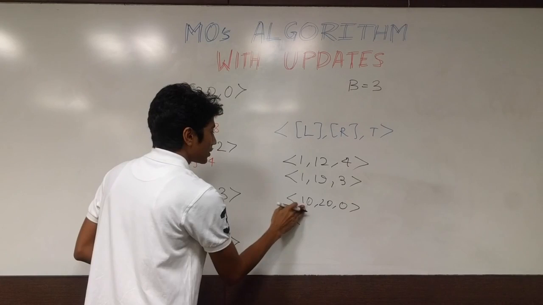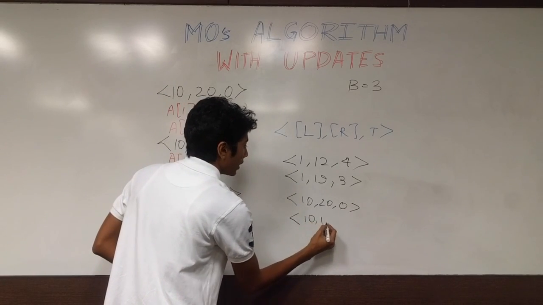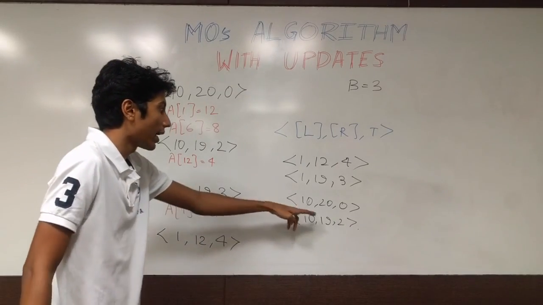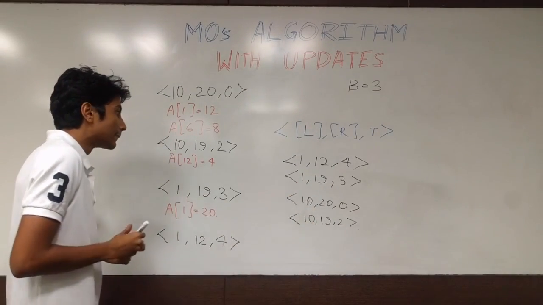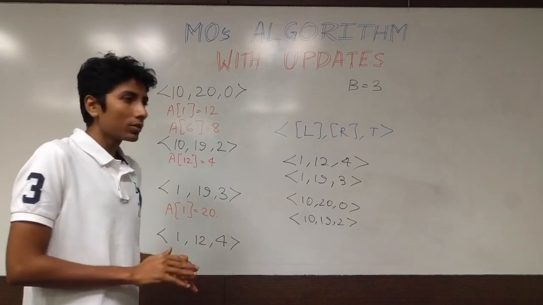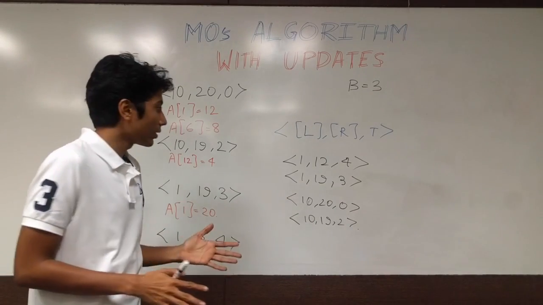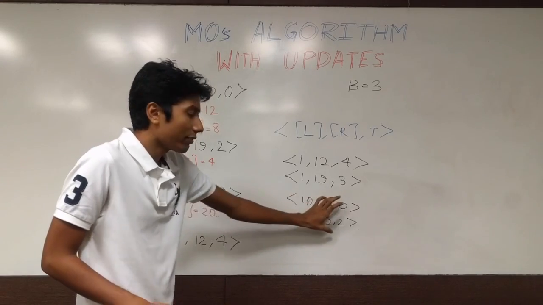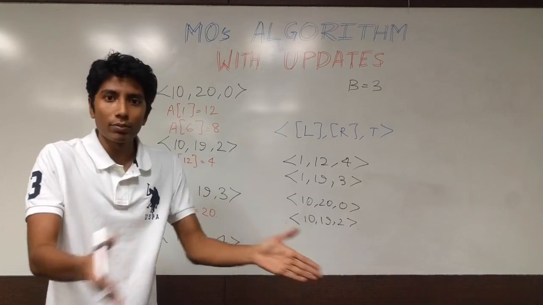And next is 10, 19, 2. You see that in the Mo's algorithm this would have been different. You would have had 19 coming before the 20. And also you see that in Mo's algorithm there's a similar thing which is being done. We are trying to constrain the amount by which one of the pointers can move.